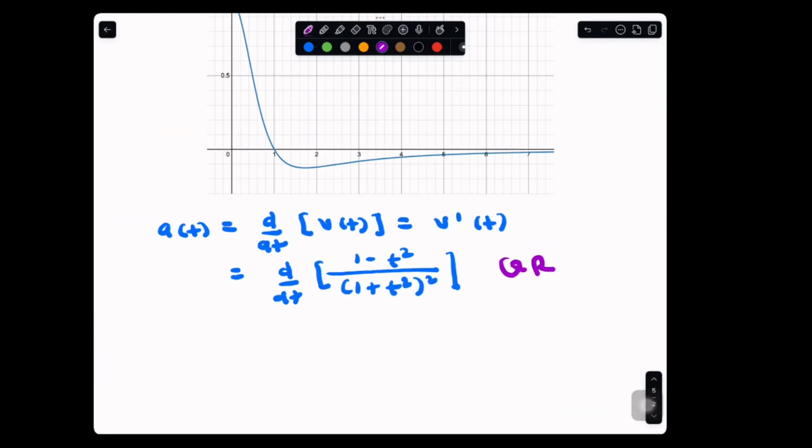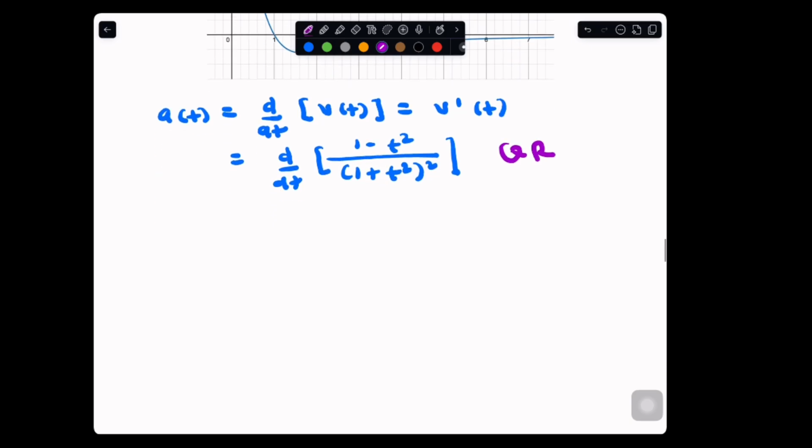Did we study quotient rule by any chance? I think we did, didn't we? We did quotient rule. So let's get out quotient rule.